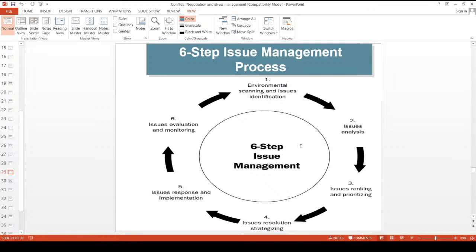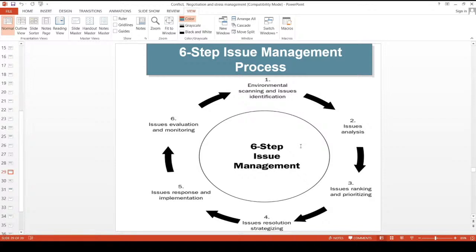Then after this identification, we will analyze the issue, how important that issue is for the organization, and accordingly in the next step we will have to rank these issues and prioritize them. If there are different issues, we have to prioritize which is the most important issue and which is the least important issue for the organization. Then comes issue resolution strategizing, how we can resolve these issues. We have already discussed the different approaches which can be used, varying from the more formal process on one end to the more informal process on the other end, like mediation, arbitration, third party usage, and consultants.